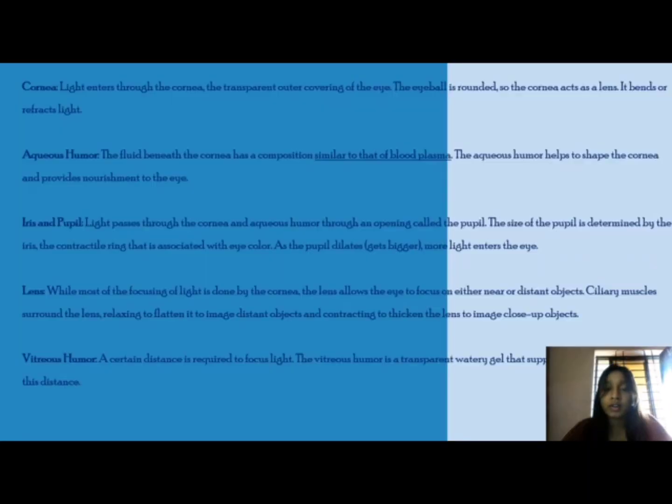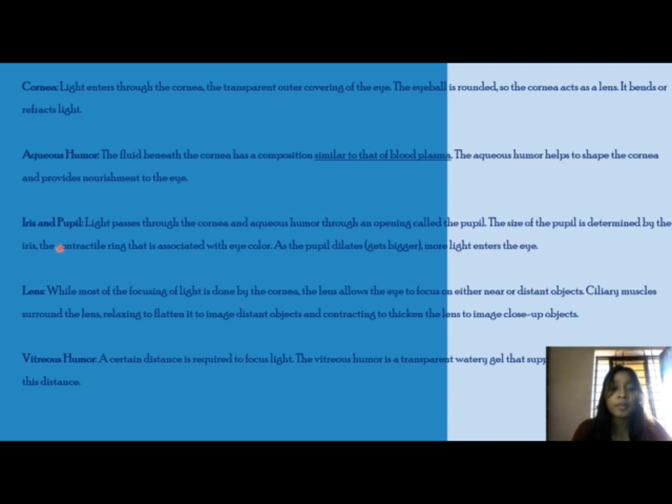Now let us look at the parts and functions of a human eye. Firstly, the cornea. Light enters through the cornea, the transparent outer covering of an eye. The eyeball is rounded, so the cornea acts as a lens. It bends or refracts the light. Aqueous humor. The fluid beneath the cornea has a composition similar to that of blood plasma. The aqueous humor helps to shape the cornea and provides nourishment to the eye.